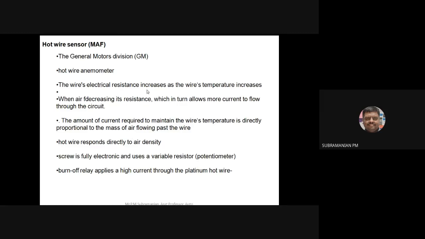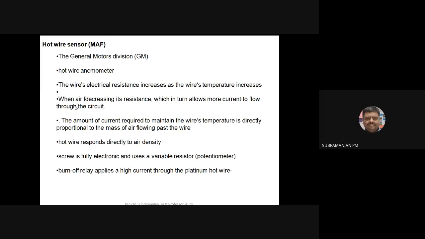Okay, so I have not put all the points in the slide, I have just put the parameters. But whatever explanation I have given, you have to write. That is, after some time, you will be getting some current. That current will be directly related to the mass of flow. So here it is directly related to air density.